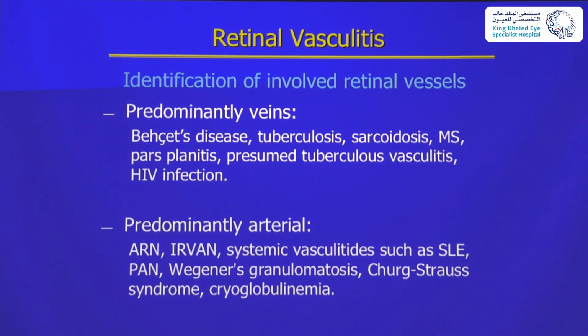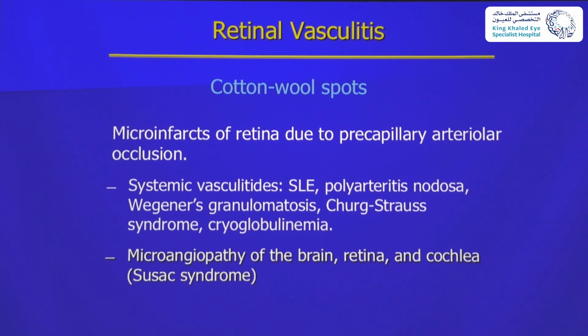Now, the differential diagnosis of retinal vasculitis will also be helped by looking carefully at whether the vasculitis is predominantly involving veins or arteries. If it is predominantly involving veins, we can think about Behçet disease, tuberculosis, sarcoidosis, multiple sclerosis, pars planitis, and HIV infection. Predominantly arterial is seen in patients with acute retinal necrosis, IRVAN, and systemic vasculitic entities such as systemic lupus erythematosus.